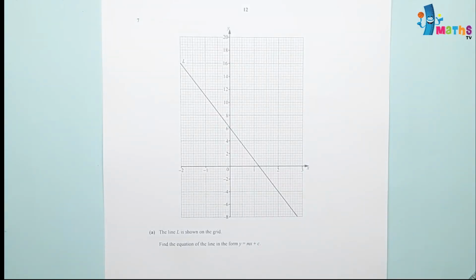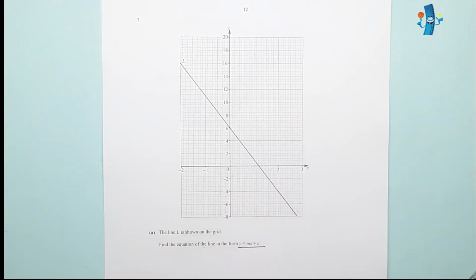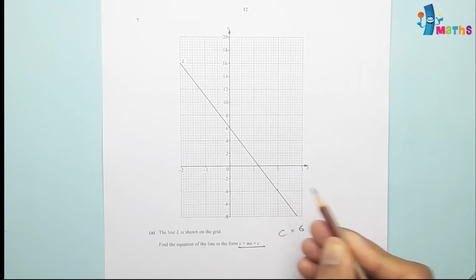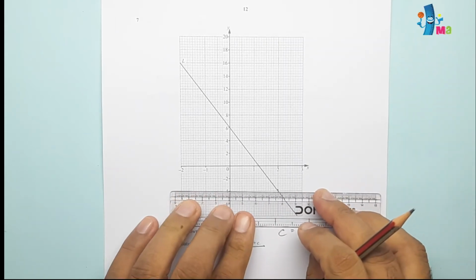Now the next question, question number 7. They have given a line graph, and the line L is shown on the grid. Find the equation of the line in the form y = mx + c. First of all, we'll check this. This is the c value, which is passing through 6. So c is equal to 6. Now we want the gradient. Gradient we can check from here. This is the triangle which we can use for the gradient.